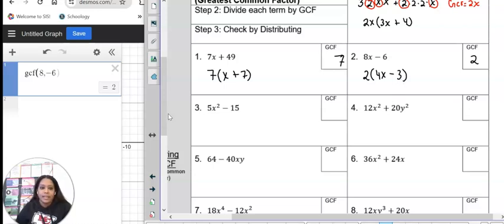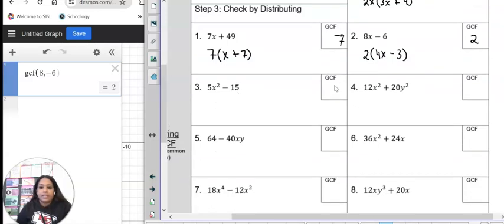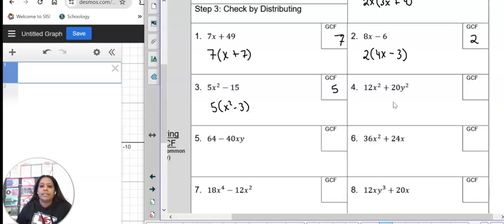Okay? Alright, so for this one, looks like 5 is the GCF. I can put it in here, but I know it's 5. I don't want to take too much time. Minus 3. 15 divided by 5 is negative 3.